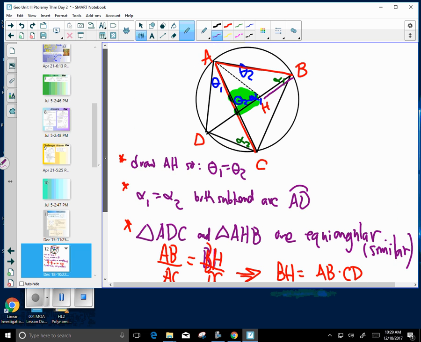Now I need to put another theta in, and I'm going to put it right here, theta 3. What can you tell me about theta 1 and theta 3?